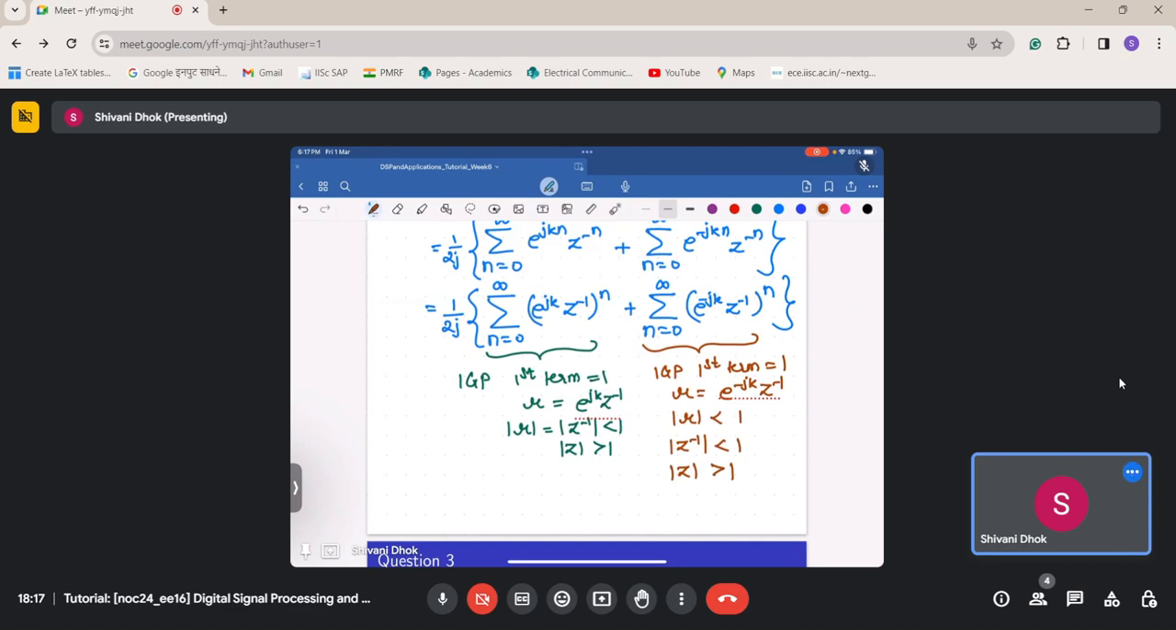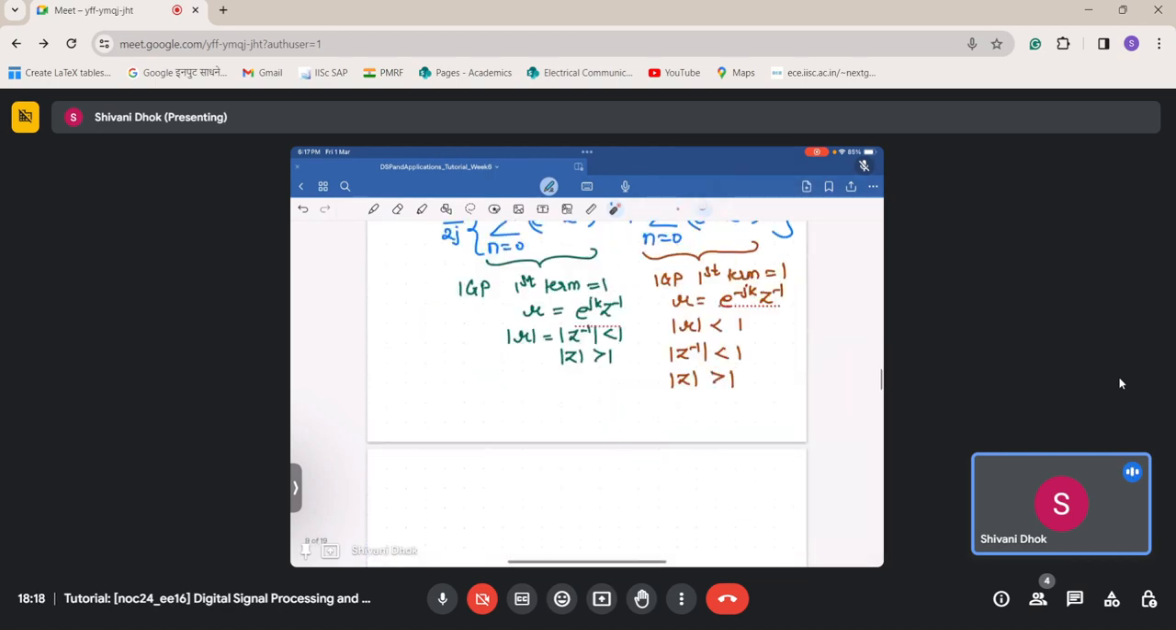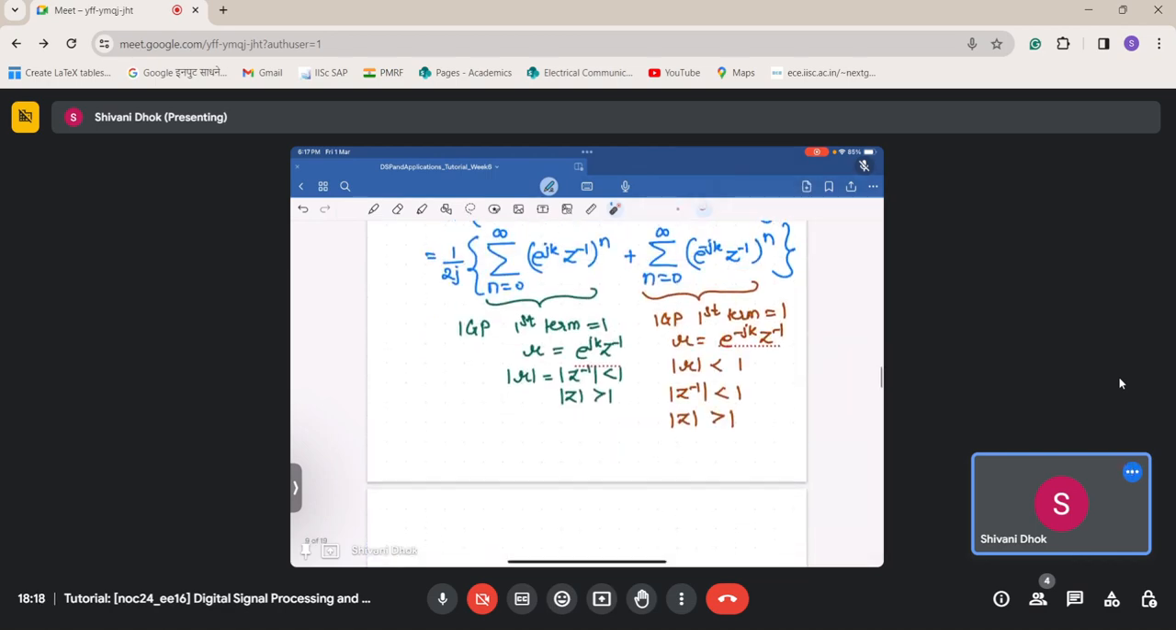Both of these summations will converge if I have magnitude of z greater than 1. So this clearly gives us our region of convergence. This is the region where my z transform shall converge.